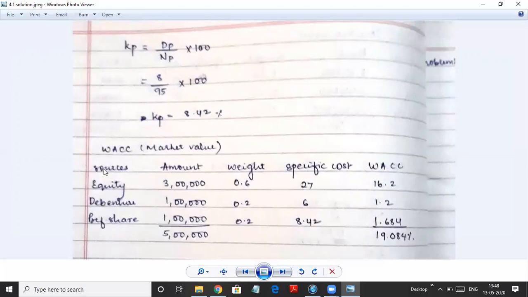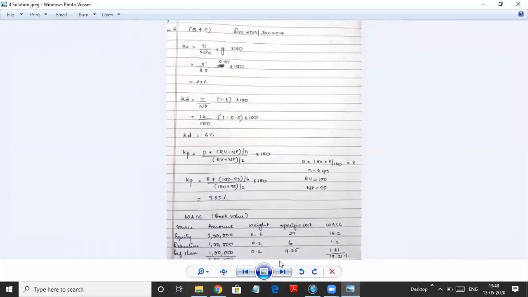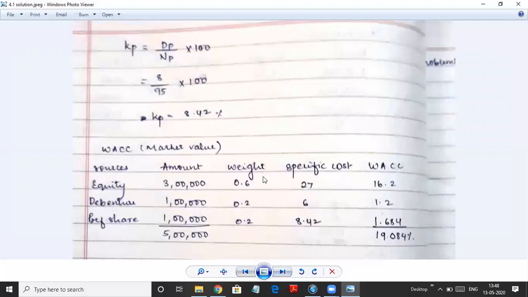So we will find the WACC now. Source: equity, debentures, preference shares, amounts same, 3 lakh, 1 lakh, 1 lakh. Weightages also will be the same, 3 lakh divided by 5 lakh. The only thing that will change is the preference cost. Equity 27, debentures 6, preference instead of 9.05, now we have to take 8.42. So when you multiply the weightage with the cost, you will get the weighted average cost of capital. So 0.6 into 27 is 16.2, 0.2 into 6 is 1.2, 0.2 into 8.42 is 1.684, total 19.08. So this is the answer for the second question.